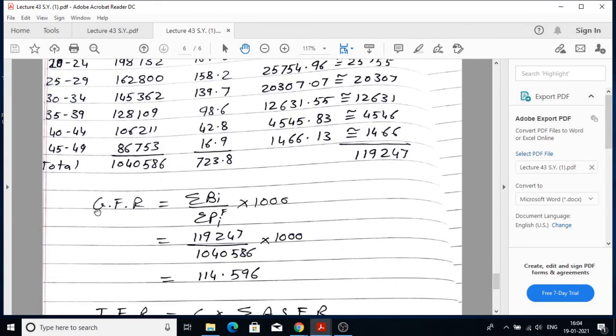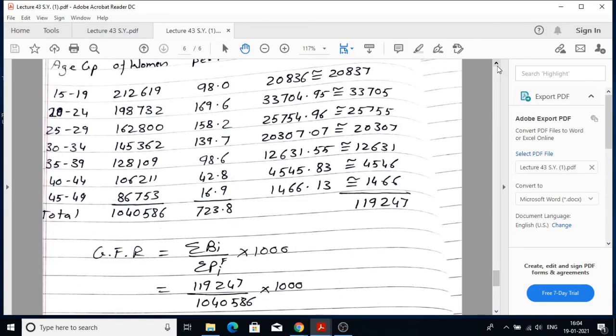So to get GFR, we need the birth total as well as we need the population total. So birth total births we have to take as 20,837 plus 33,705 plus 25,755 plus 20,307 plus 12,631 plus 4,546 plus 1,466. So the total births are 1,19,247.